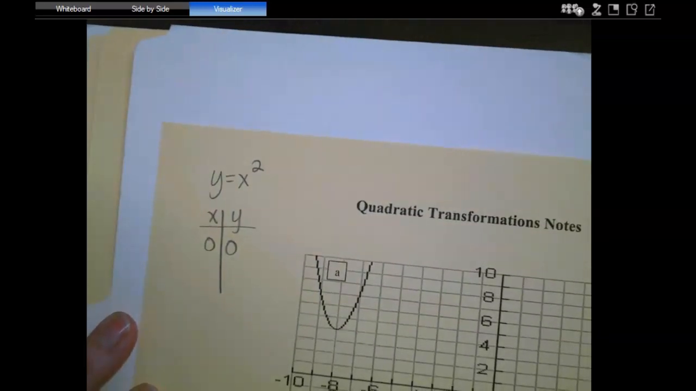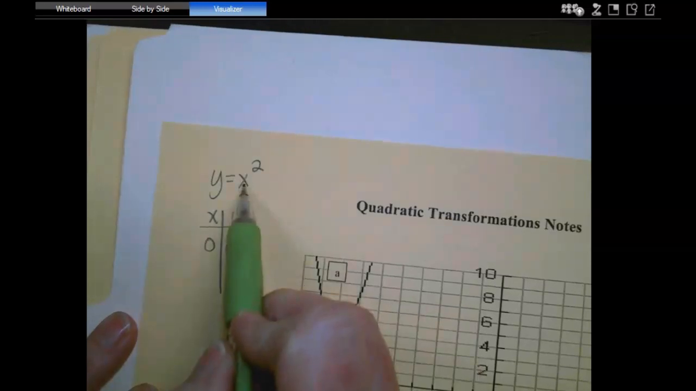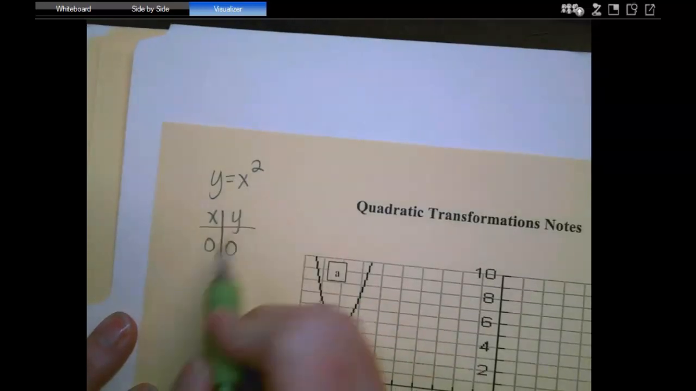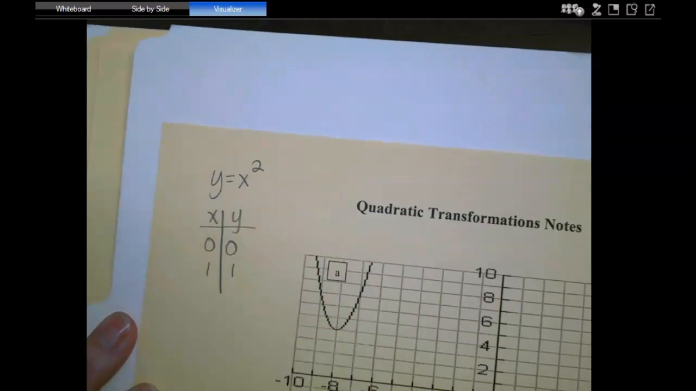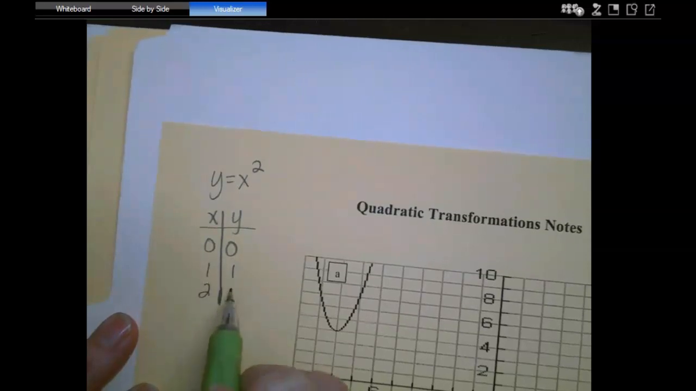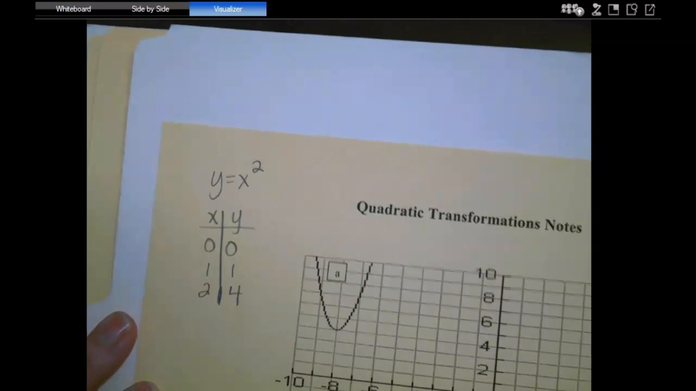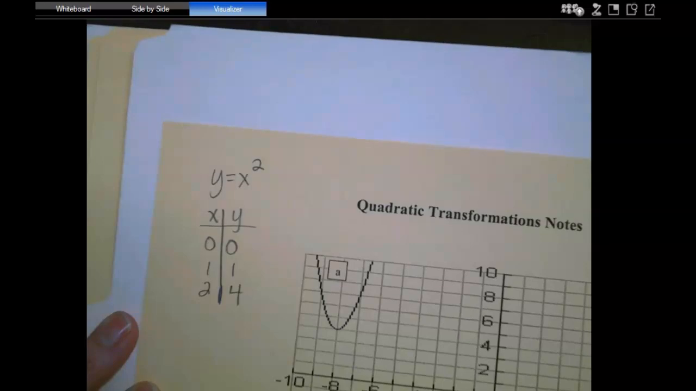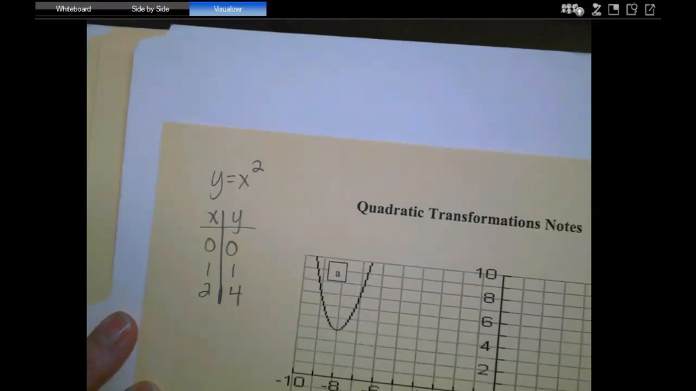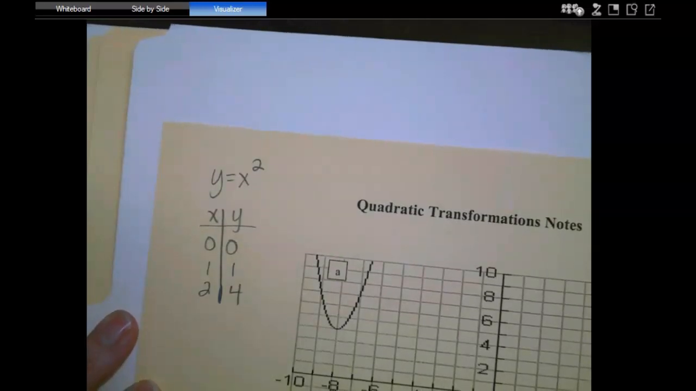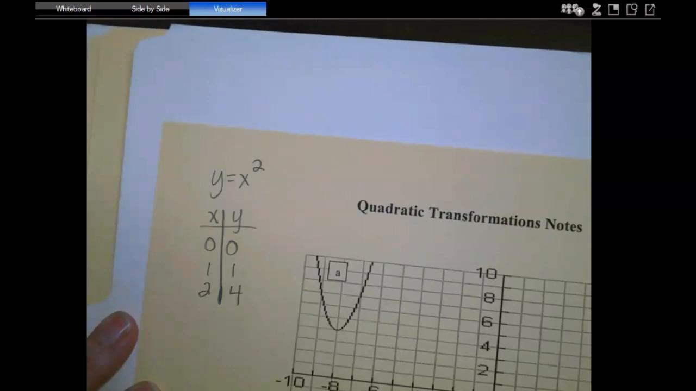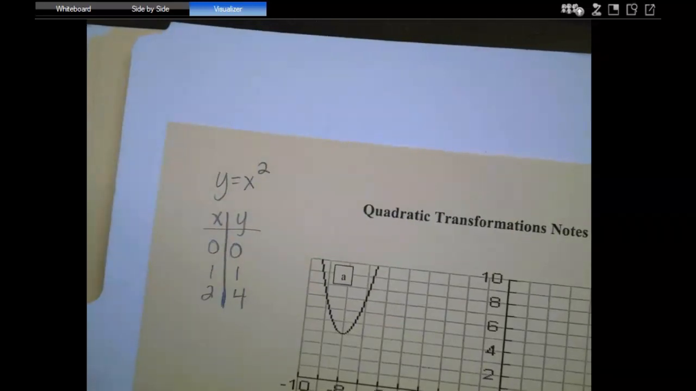Next, I know if I put a 1 in here, what's 1 squared? So I get the point (1, 1) on here. Next, if I put a 2 in here, what do I get? 4. If I put 2 in, I get 4. And I know because of the axis of symmetry that we also get the negative version of that, right? We don't need to list them because we know we're going to get one on each side, right? Everybody gets that? Okay.